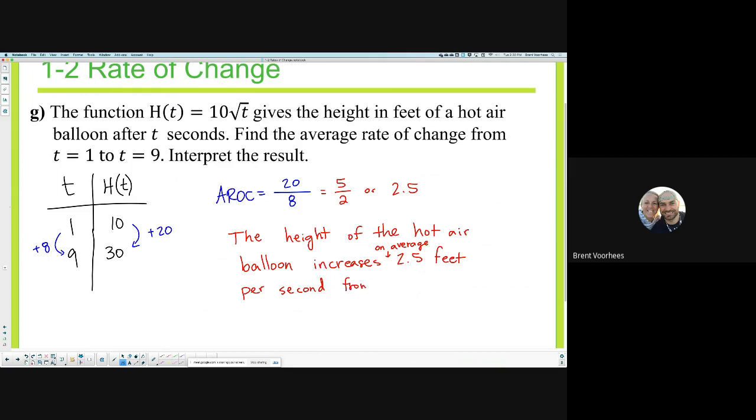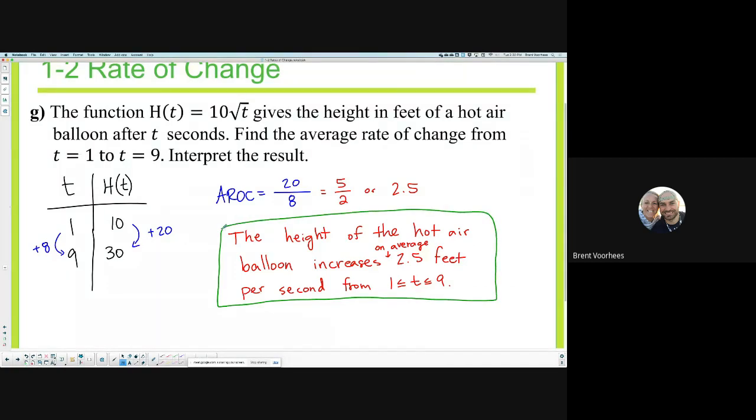from t equals, or you can do it this way. I'm going to write it the other way, what we were doing earlier. 1 less than or equal to t, which is less than or equal to 9. That's the interpreted result. When your average rate of change is 2.5, that means for every 1 unit, you increase 2.5. Because our units were height and time in seconds, it increases on average 2.5 feet per 1 second.